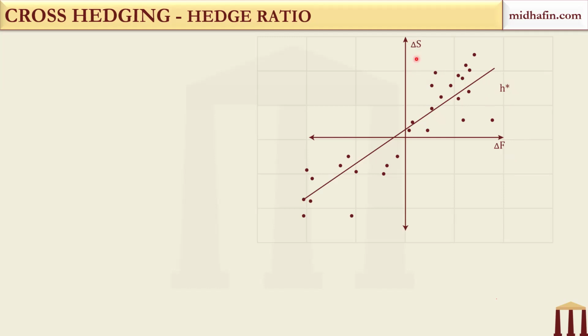Maybe futures will be on the y-axis because futures is dependent, right? We are using futures to hedge spot, so spot should be some kind of base. No, that is something else. That logic is something else. This is a regression which is being carried out to find out H star, done between delta S and delta F.